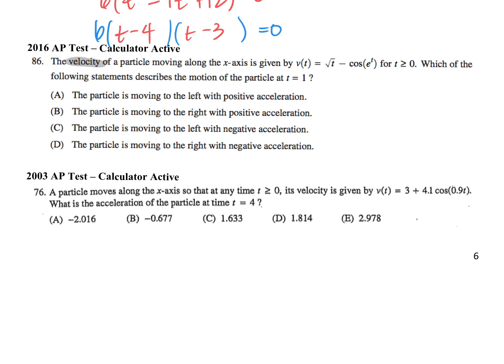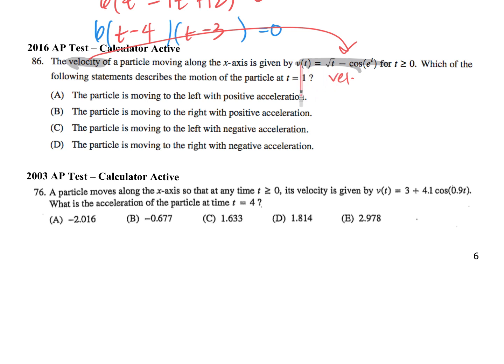So now it says a particle, the velocity is given. So again, letting yourself know that's velocity, maybe you write velocity just above or below it. Which of the following statements describes the motion when t is 1? It's saying moving left and right and acceleration, and we get a calculator. If something's moving right, the velocity is positive, and if it's moving left, the velocity is negative. So how would I find the velocity at t is 1?